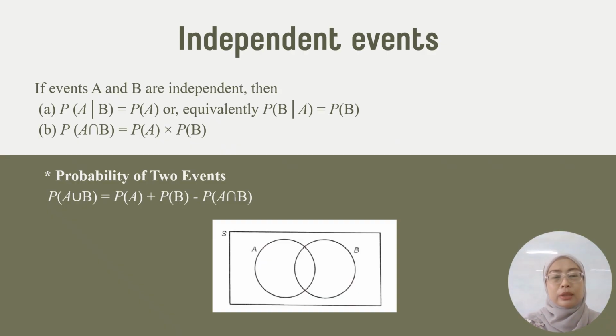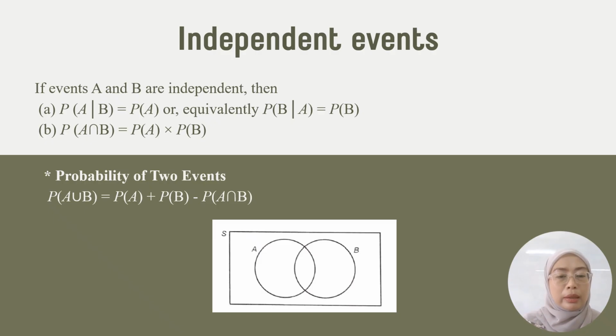Okay, now let's look at the independent events. If events A and B are independent, then the probability of A given B equals the probability of A, or equivalently the probability of B given A equals the probability of B. And the second one is the probability of A intersection B equals the probability of A times the probability of B.